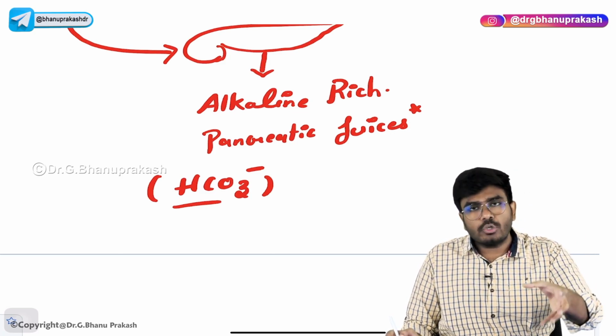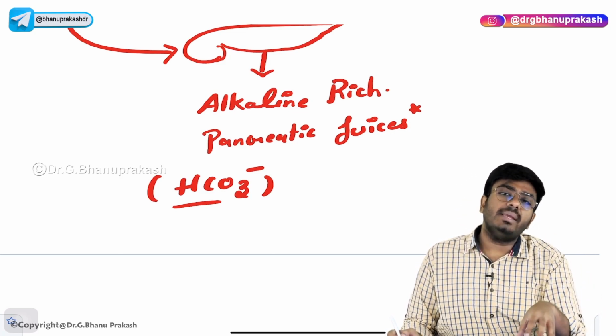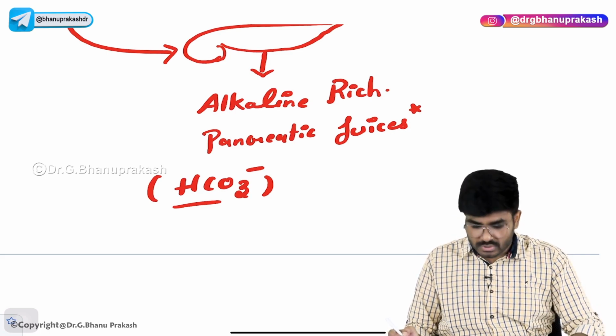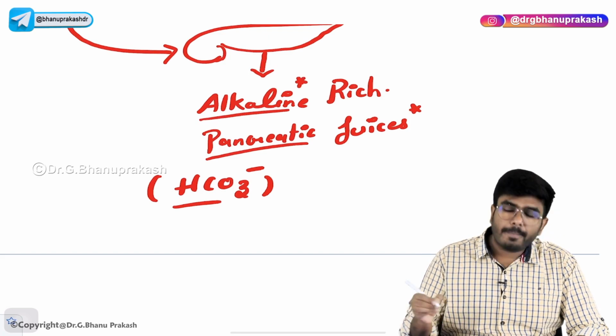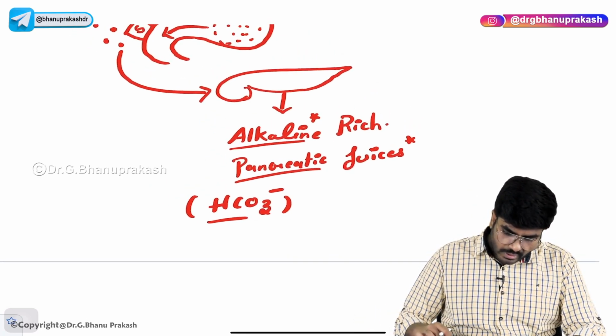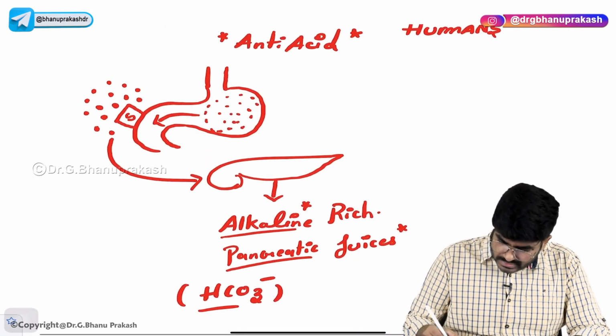This bicarbonate is an electrolyte. More bicarbonate is being put into the pancreatic juices, so the pancreatic juices become more alkaline. So, this is what I want you to know. Very simple. See here.